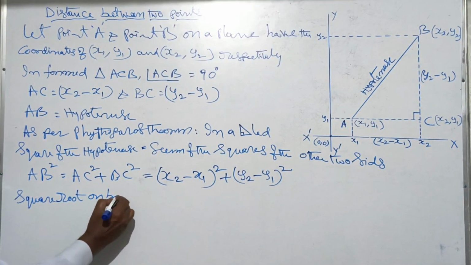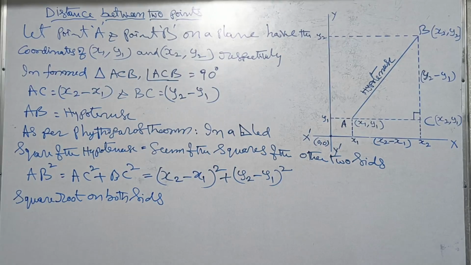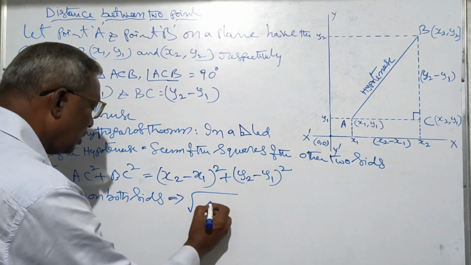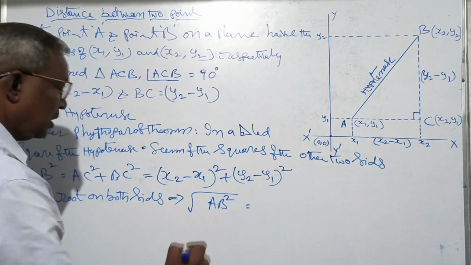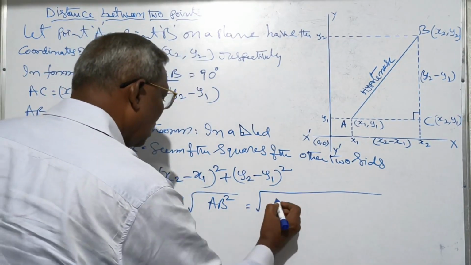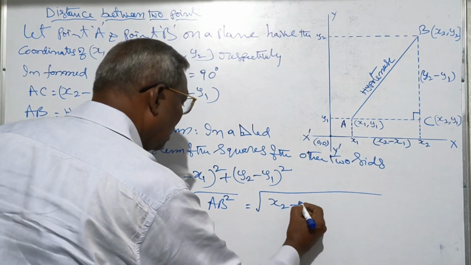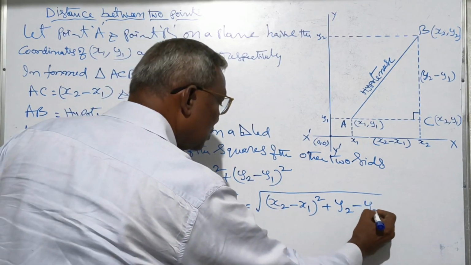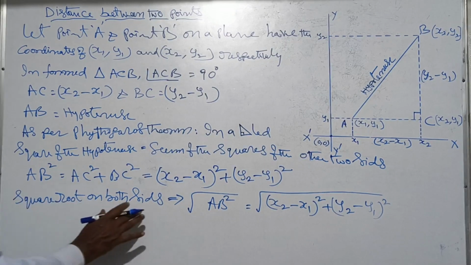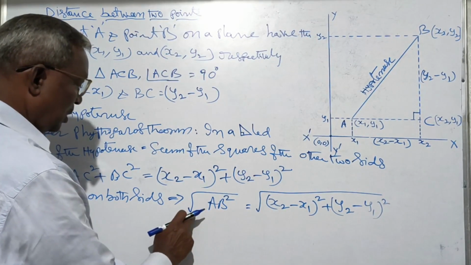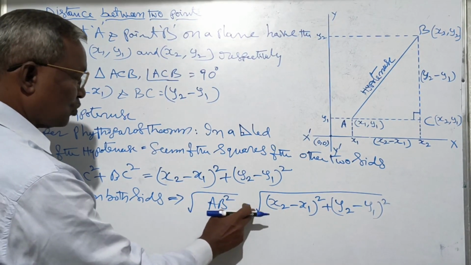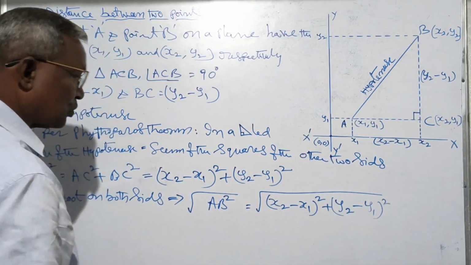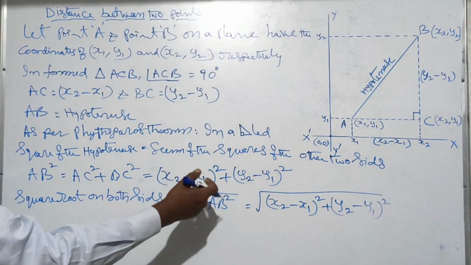Square root on both sides. So the square root of AB square is equal to the square root of (x2 minus x1) whole square plus (y2 minus y1) whole square. Here the square root and square cancel.